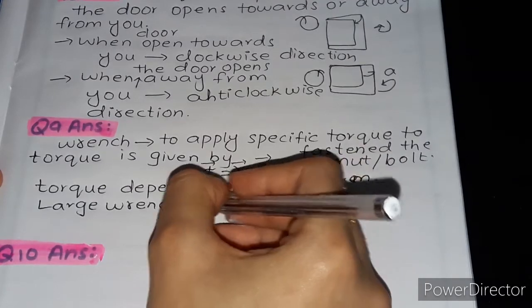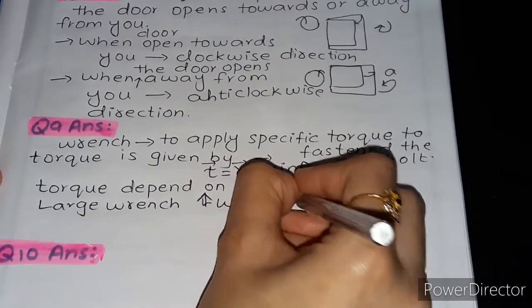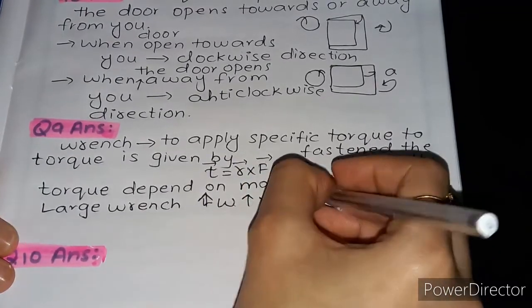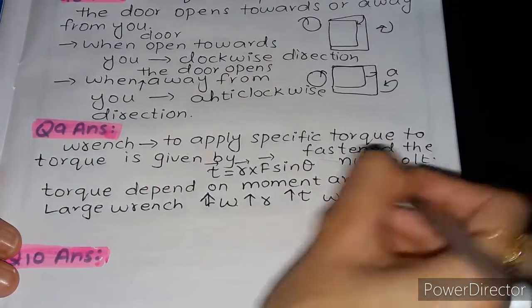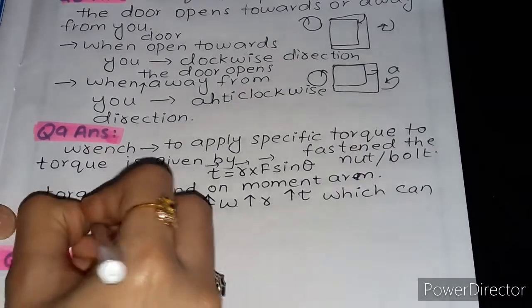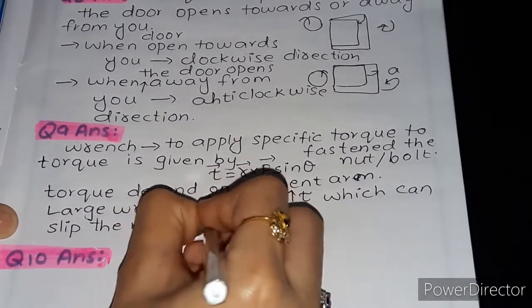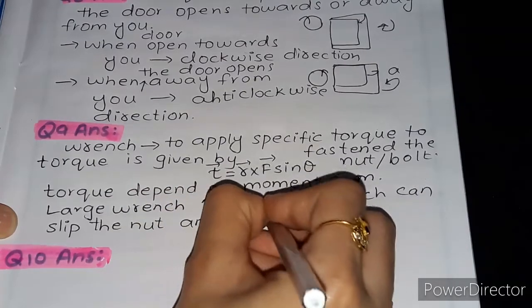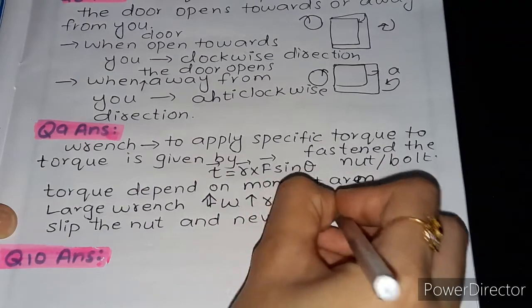and large moment arm can cause large torque, which can slip the nut and never fasten it.